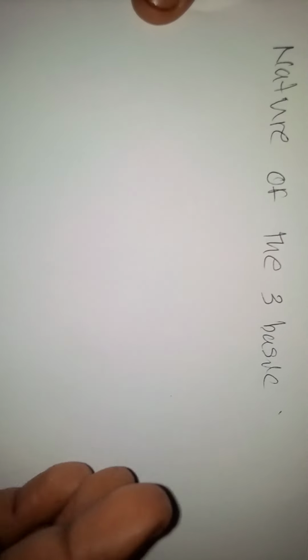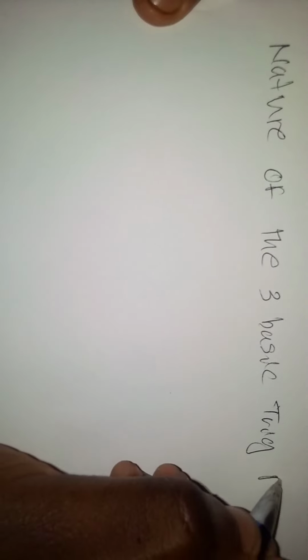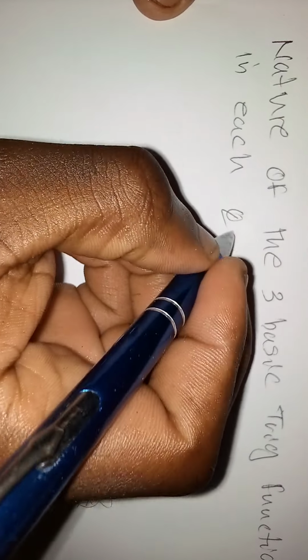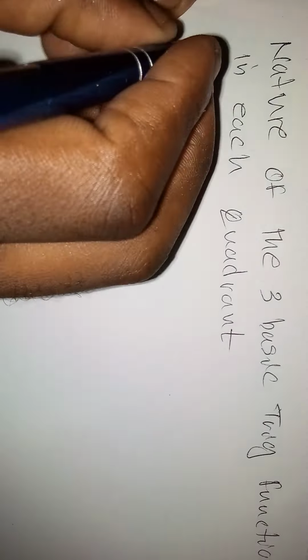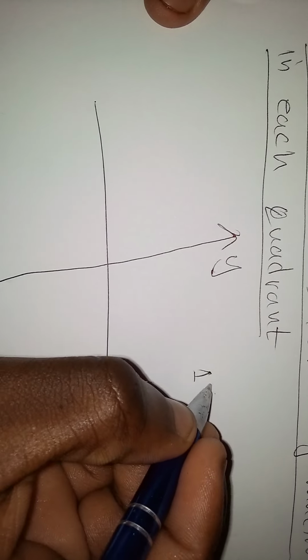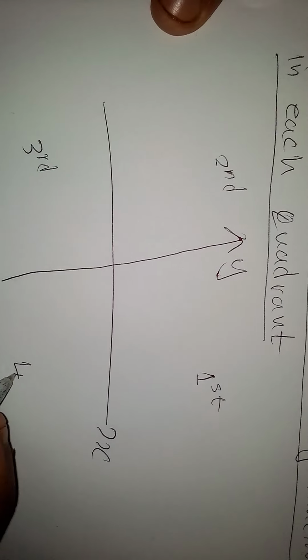So now let us look at the nature of the three basic trig functions in each quadrant. Is the result a positive result or negative result? So this is our first quadrant and this is our second quadrant. This is our third quadrant. And this is our fourth quadrant.